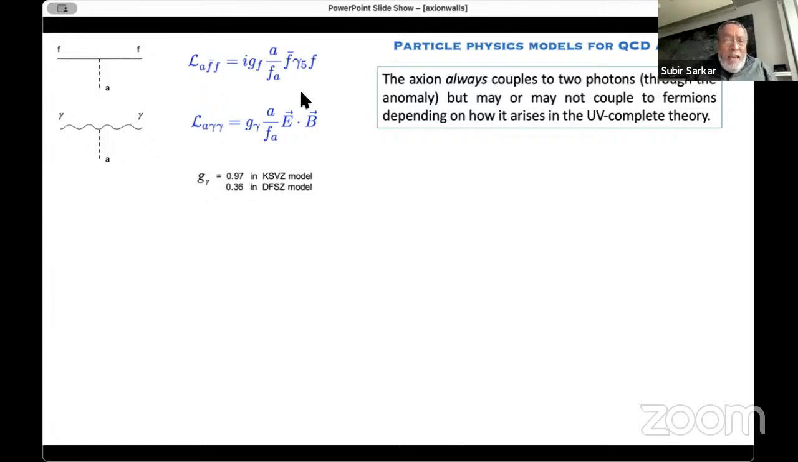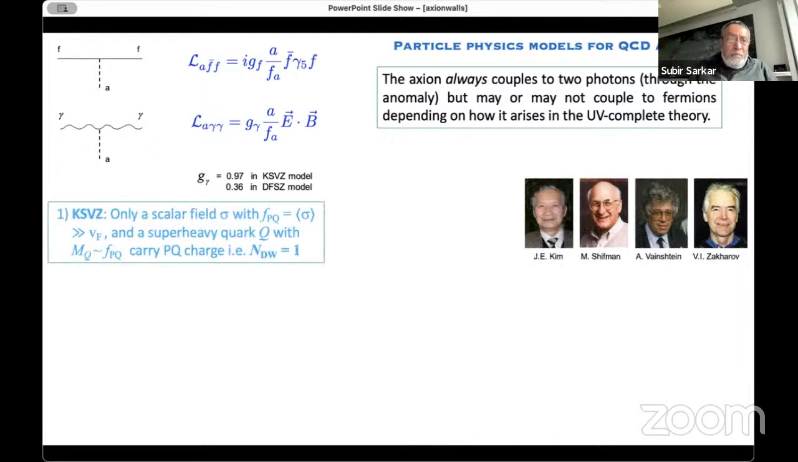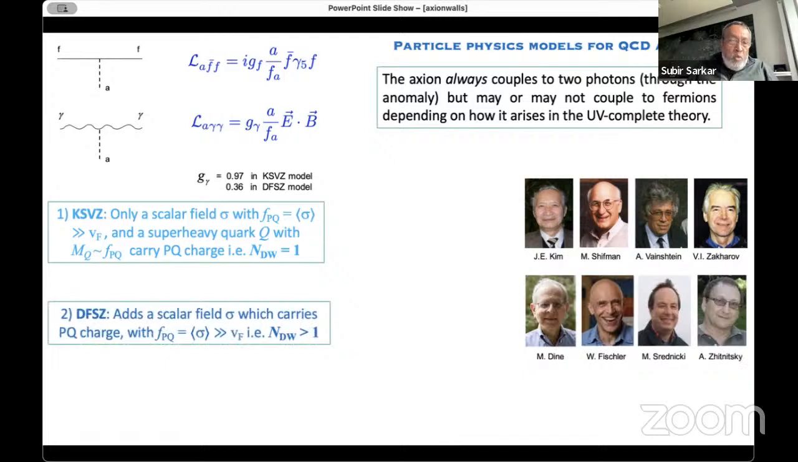However, you can have very model-dependent couplings to fermions. So you might actually have an axion that doesn't couple to leptons at all. It could be a hadrophilic axion. And that would be a model presented by Kim, Shifman, Vainshtein, and Zakharov, KSVZ. They introduced basically one super heavy quark, which carries Peccei-Quinn charge. And the alternative was proposed by Dine, Fischler, Srednicki, and Zhitnitsky.